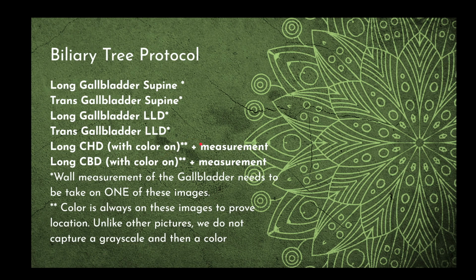And then we measure AP on the inside of the walls of the duct. So make sure you're on the inside of the walls, measuring perpendicular, and then we'll take that with measurement picture. All right, so 4 pictures of the gallbladder, one of them needs a measurement, one picture of the common hepatic duct with the color on, another picture with the measurement, one picture of the common bile duct with the color on, and then another picture with the measurement, and you leave the color on when you take your measurement pictures.